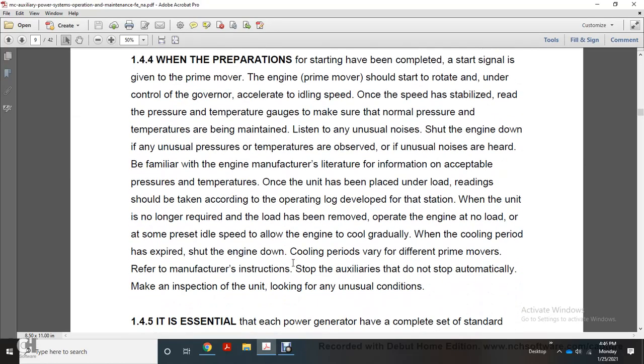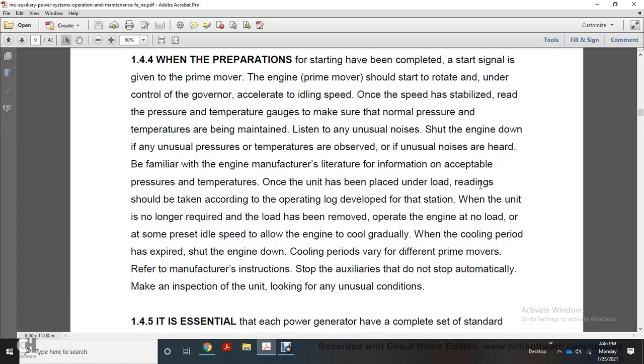144. When the preparations for starting are complete, the starting signal is given to the primary mover. The engine should start to rotate and, under the control of the governor, accelerate to idle speed. Once the speed has stabilized, read the pressure and temperature gauges to make sure that normal pressures and temperatures are being maintained. Listen for unusual noises. Shut down the engine if unusual pressures or temperatures are observed or unusual noises are heard. Be familiar with the engine manufacturer literature for information on acceptable pressures and temperatures.